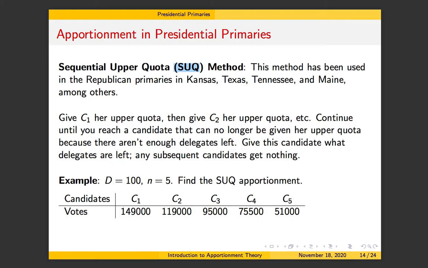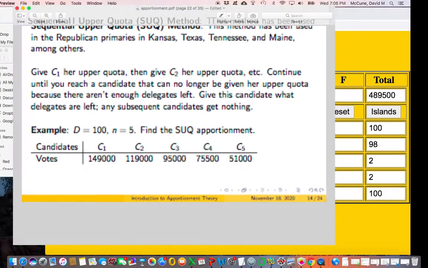So the way this one works is like this. Give the leader her upper quota, give the second place candidate her upper quota, so round up, round up, round up, and then you continue until you reach a candidate where you can no longer round them up because there's not enough delegates left. You give that candidate what's left, and then any subsequent candidate gets nothing. So basically what you're trying to do is round everybody up, but if you do that, you're going to hand out too many delegates. So at some point, the process breaks. You can no longer round people up, and so you stop.